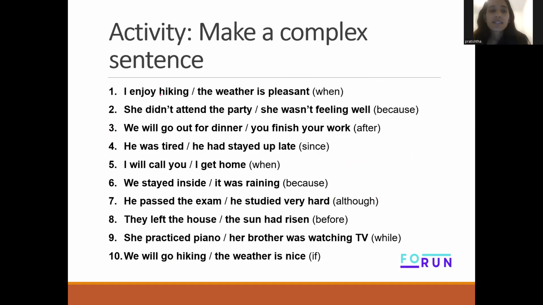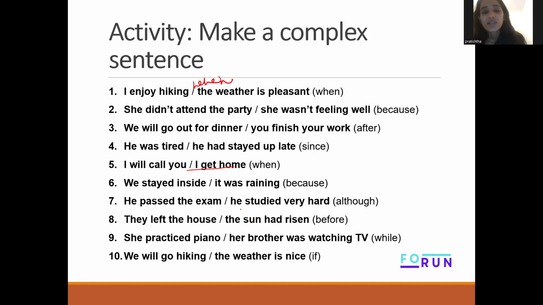Now make a complex sentence. I enjoy hiking when the weather is pleasant. She didn't attend the party because she wasn't feeling well. We will go out for dinner after you finish your work. He was tired since he had stayed up late. I will call you when I get home. We stayed inside because it was raining.